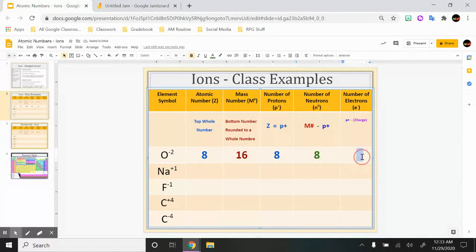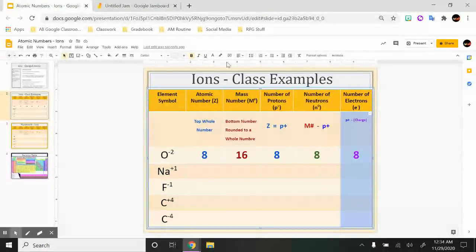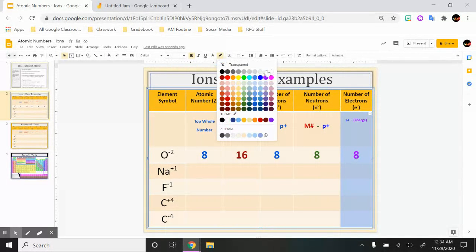Now normally our electrons would still be the same as the number of protons, but that's in a neutral atom. So for now, I'm going to write the same number, but I know I'm going to need to change this in the end. Okay, so I'm going to just highlight this whole column to remind myself I'm not done here. I'm going to need to change these before I'm finished.